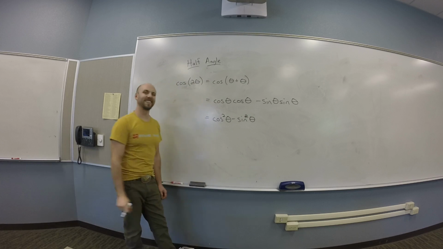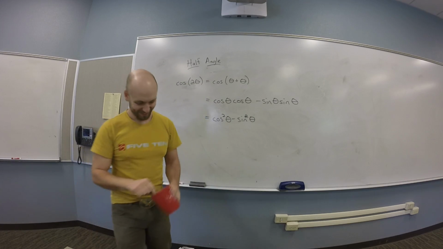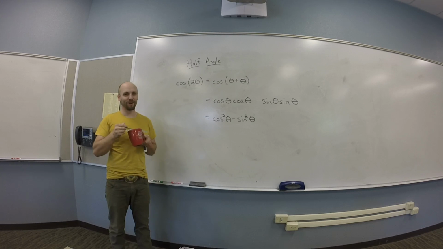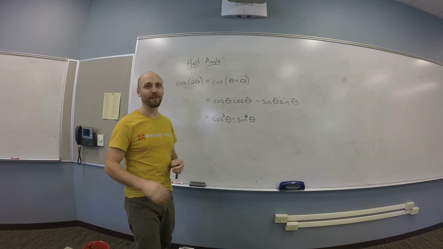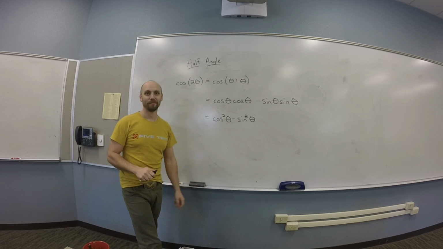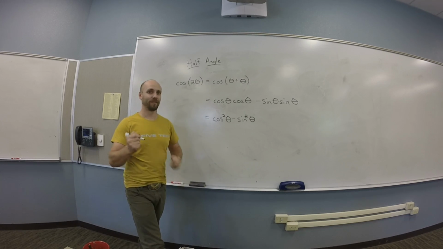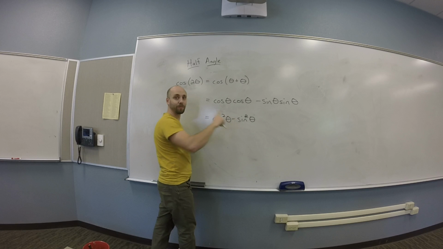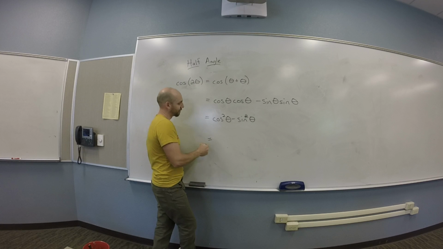Which is 1. Ah, no, it's not 1. Forgive me. So how do I know it's not 1? Because if it was 1, cosine of twice anything would be 1, which means cosine of anything would be 1, and that would make cosine a really, really boring function. If there was a plus sign here, you would be right, this would be 1.